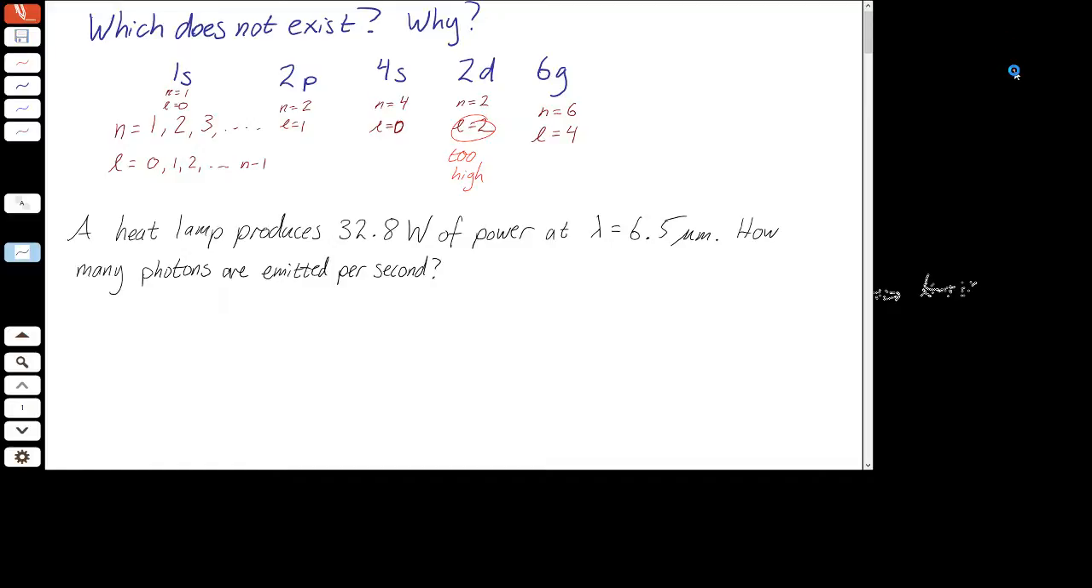All right. We need one more piece of information here. Maybe you know it, maybe you don't, but it's not something you need to know for this class. And that is what a watt is. Power is energy per time. So 1 watt is 1 joule per second.